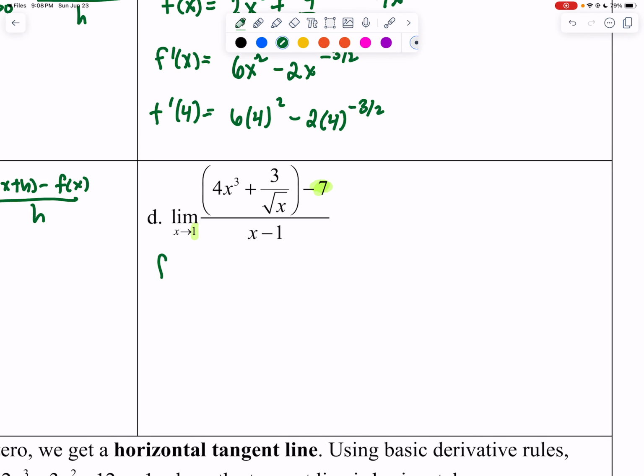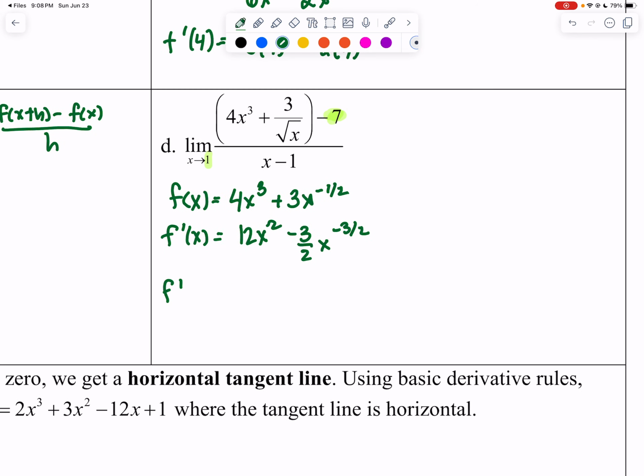Same thing here. We have 4x to the third plus 3x to the negative 1/2. Take the derivative. That's going to be 12x squared minus 3 over 2x to the negative 3 over 2. And then I'm just going to plug in 1.